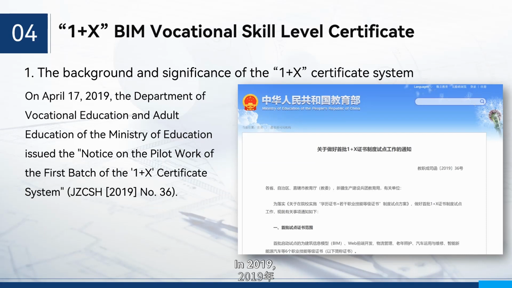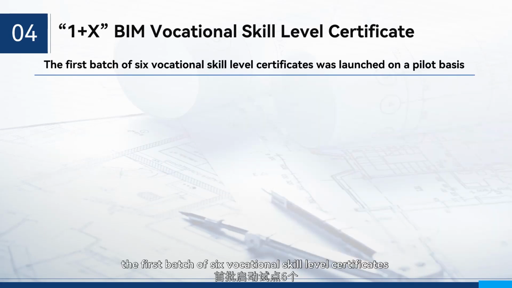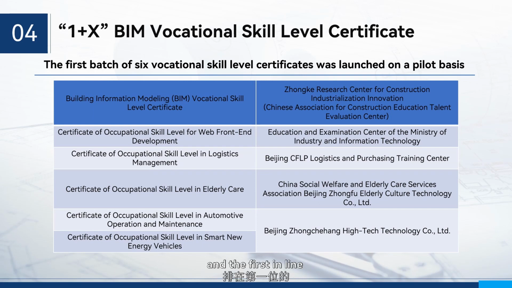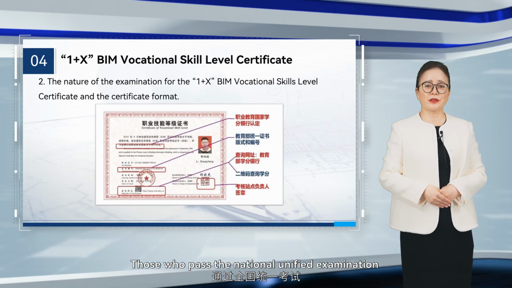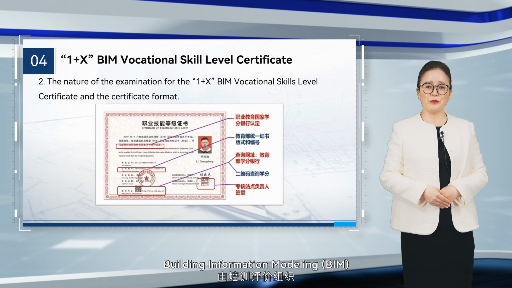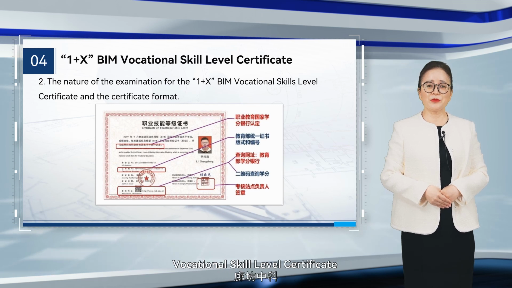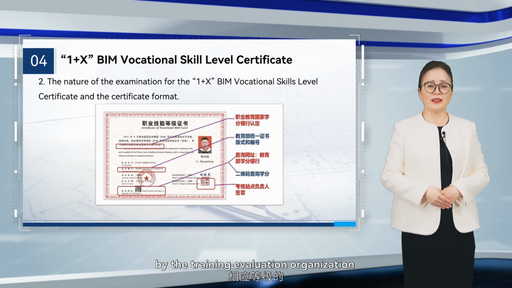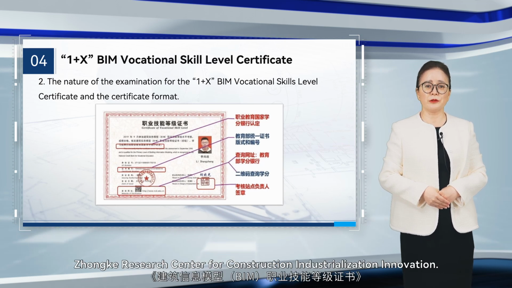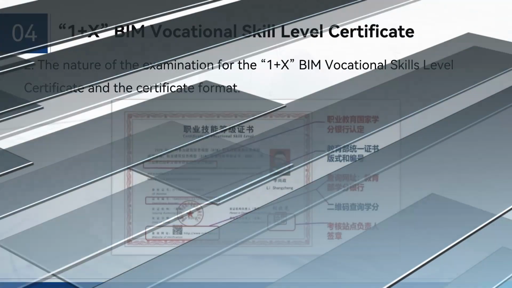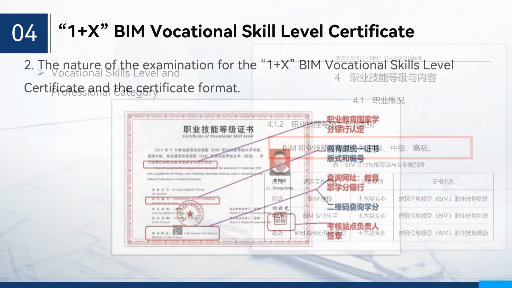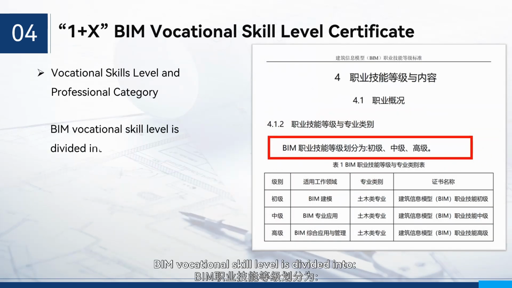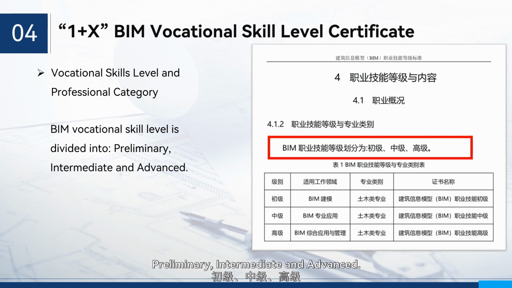In 2019, the first batch of 6 vocational skill level certificates was launched on a pilot basis, and the first in line was Building Information Modeling, BIM. Those who pass the National Unified Examination will be issued with the Uniformly Printed Building Information Modeling, BIM, vocational skill level certificate of the corresponding level by the training evaluation organization Zhongke Research Center for Construction Industrialization Innovation. This is a sample of the vocational skill level certificate, and the learning outcomes are recognized by the National Credit Bank of Vocational Education. BIM vocational skill level is divided into preliminary, intermediate, and advanced.